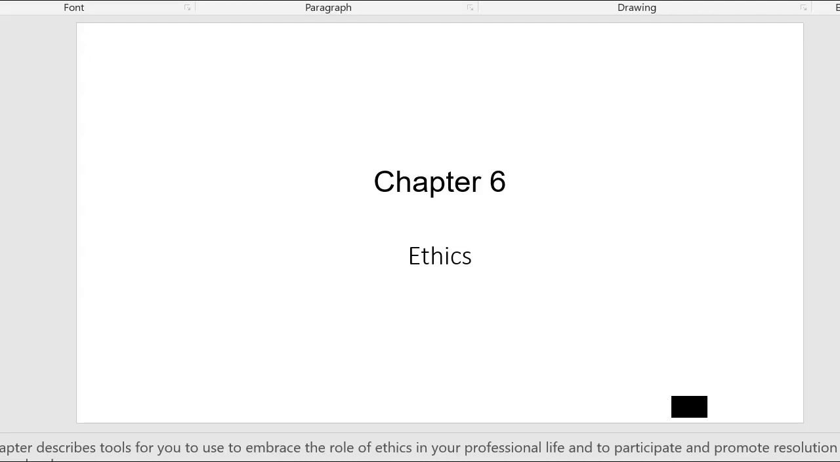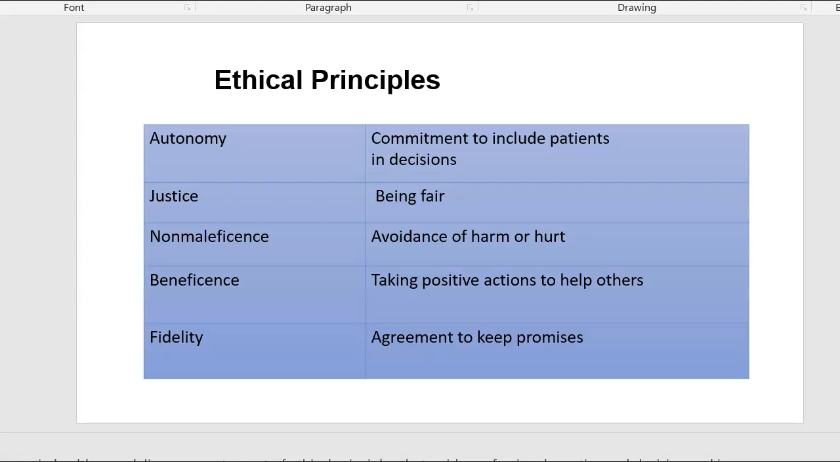There are some vocabulary words coming up on the screen here. And the first is autonomy. And that is the commitment to include patients in decisions. So we've talked about that word before, and we know that nurses have a piece of autonomy in practice, but our patients also have autonomy to make decisions. Justice is being fair. Non-maleficence is avoidance of harm or hurt. Beneficence, taking positive actions to help others. And fidelity, which is keeping promises.